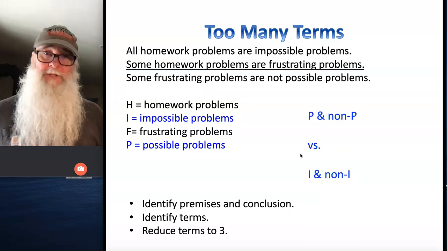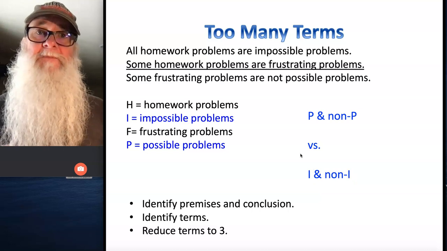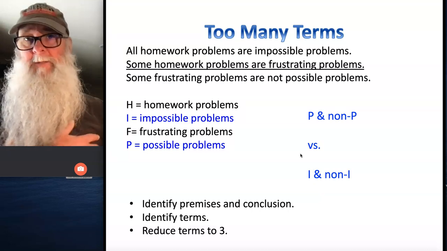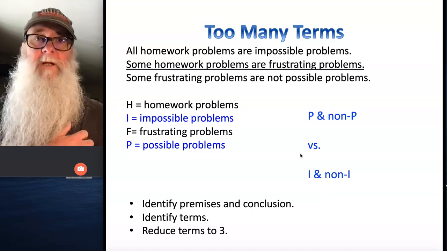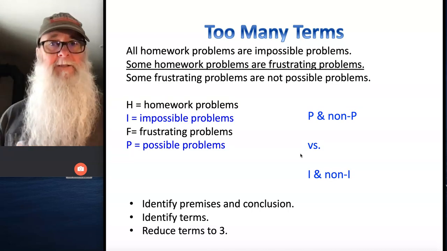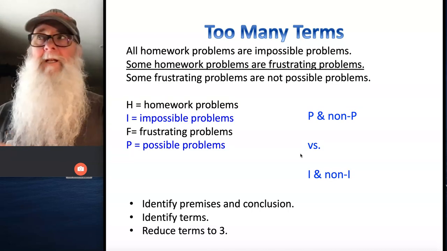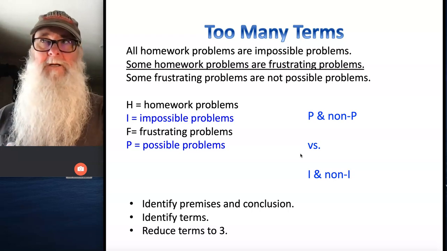Now, we could choose P to represent possible problems, and then anytime we wanted to mention our impossible problems, we could just say non-P. Or we could choose I to represent impossible problems, and then anytime we wanted to say possible problems, we just say non-I.